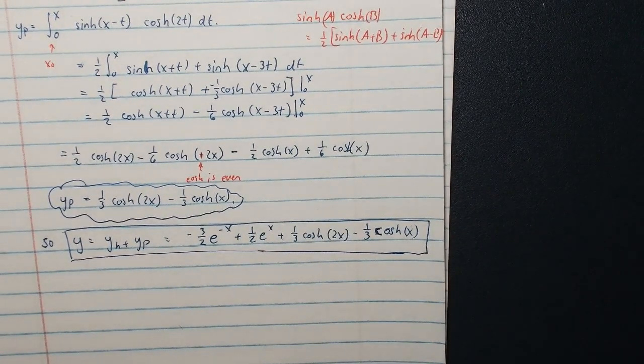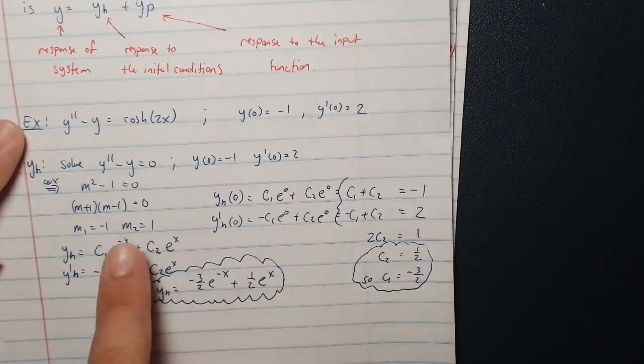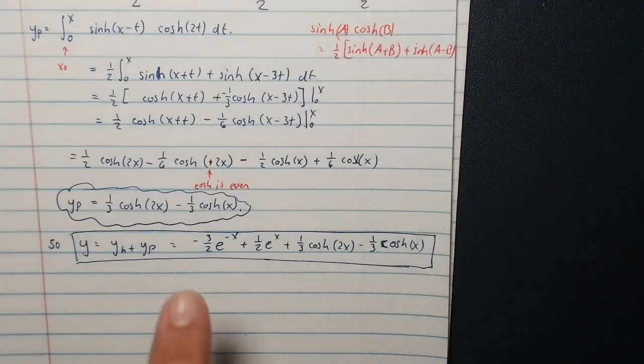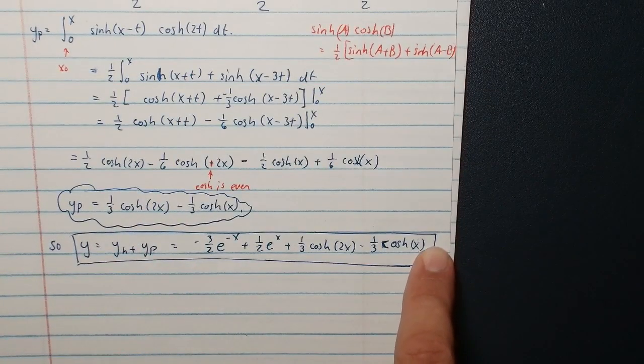So this would be the solution to our problem here after finding the response to the input function, and separately the response to our initial conditions. We get our overall response of the system.